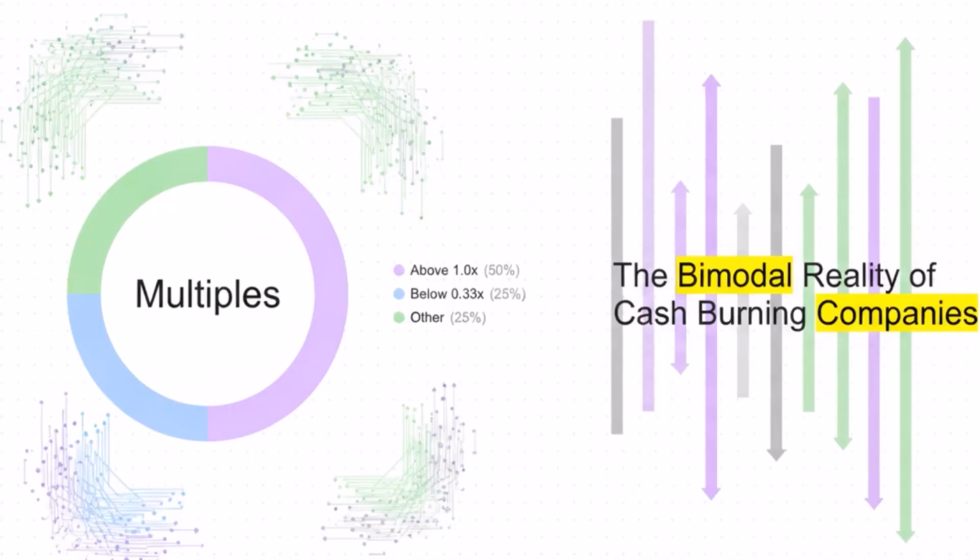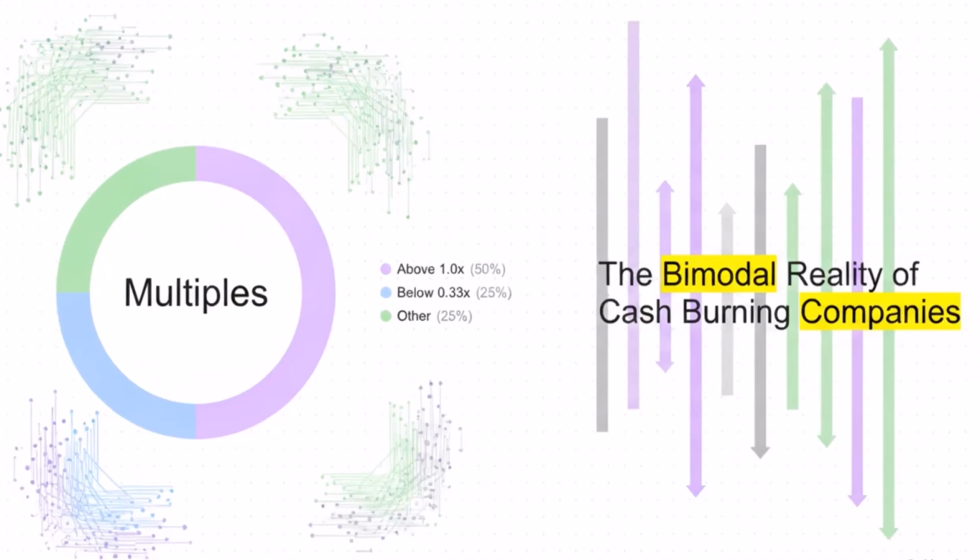About half of the companies are running multiples above 1.0, while a quarter are running incredibly efficiently below 0.33x. This tells us that companies are either highly efficient or highly inefficient, and they rarely migrate between the two extremes. So why is this? This is because efficiency is really an operating model. It's not just a phase you grow into over time.